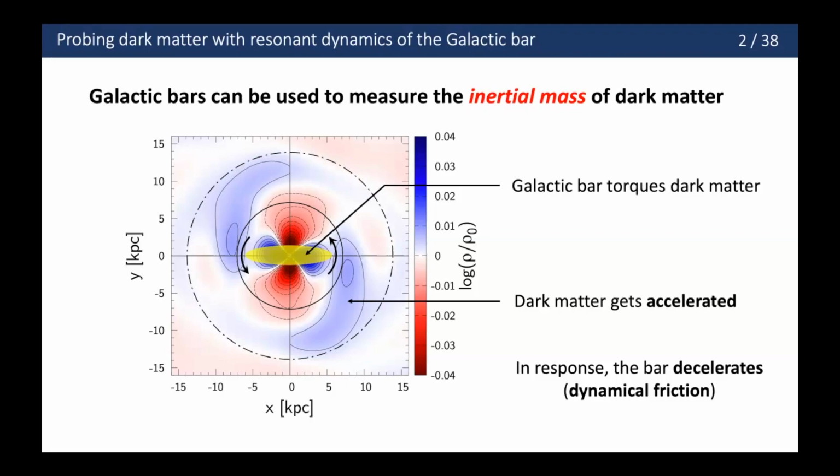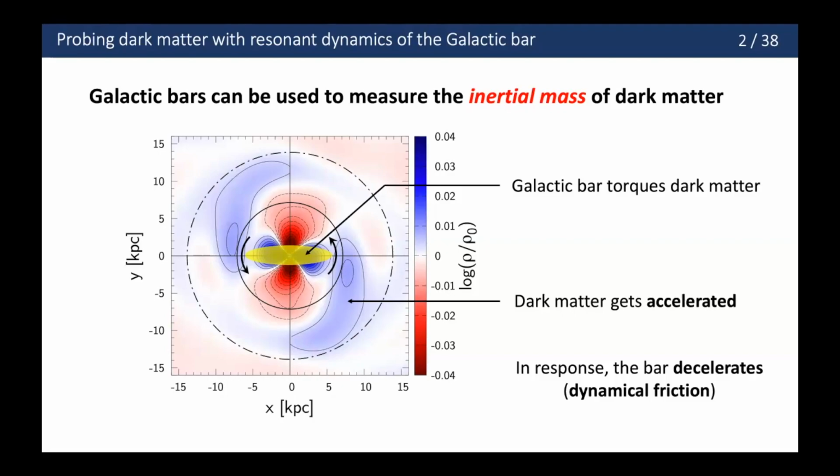And the reason why galactic bars can measure the inertial mass of dark matter is because galactic bars, when they're rotating, because they are non-axisymmetric structures, they torque the surrounding dark matter, right? And this torque will make the dark matter accelerate. And this acceleration of dark matter is a measure of the inertial mass.